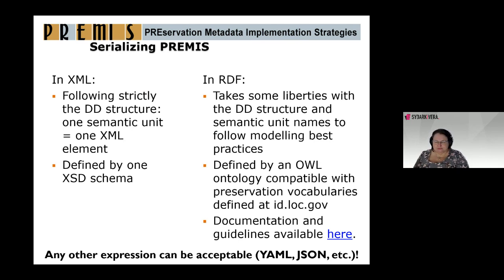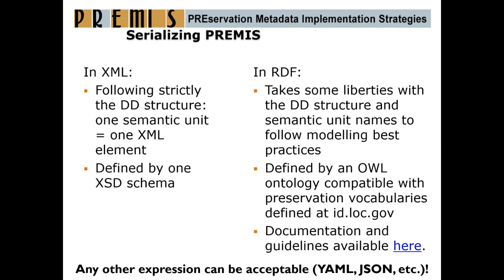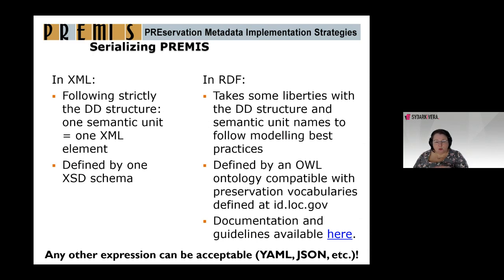And then you have RDF. There are some liberties that have been taken regarding the structure and the semantic units, and actually also reuse of things that already exist that have the same meaning. So there is an OWL ontology available on the web page id.loc.gov, where the Library of Congress has a number of different ontologies published, and where also these value lists that we are referring to are placed. And as I said, there are documentation and guidelines.